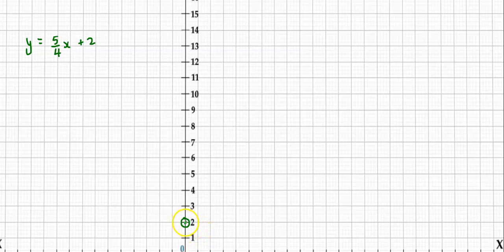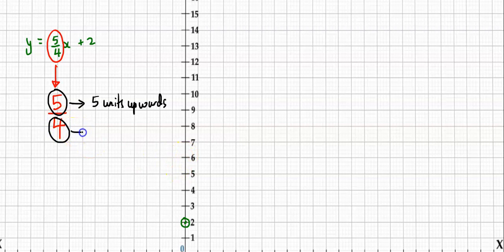And after that, we are now going to look at the gradient. The gradient is 5 over 4. So what we're going to do is, since the numerator here is positive, we're going to move 5 units upwards. So we're starting from the y-intercept 2, we're going to move 5 units upwards, and then we're going to move 4 units across.